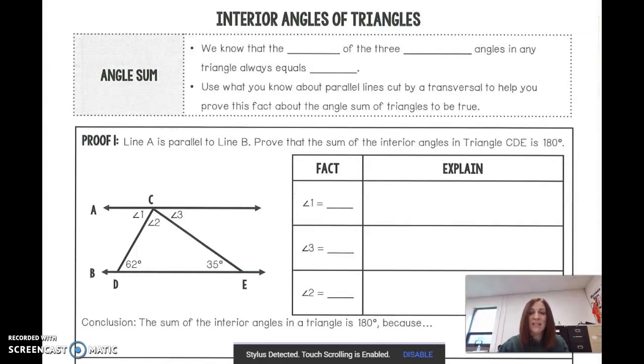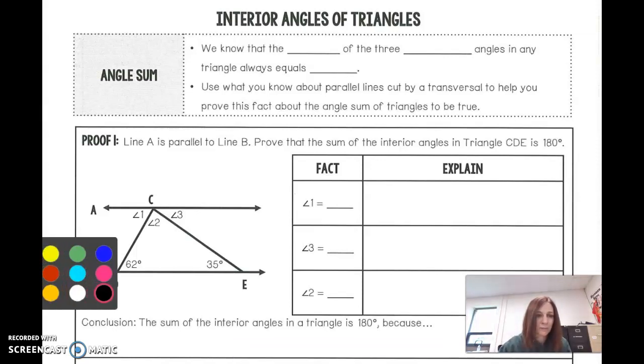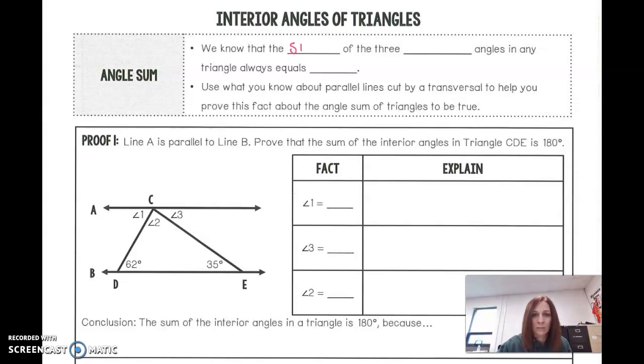We know that the sum of the three interior angles. Now again, interior is going to be on the inside, exterior is going to be on the outside. Interior, inside, exterior, outside. So the sum, we add them all up, of the three interior angles in any triangle always equals 180 degrees. Okay?